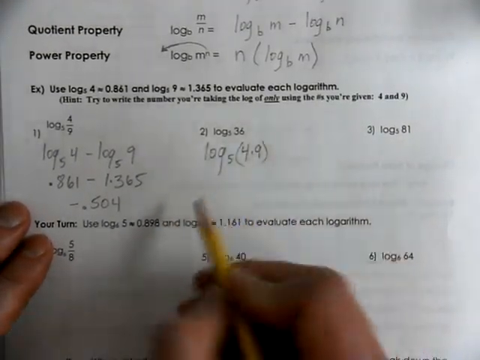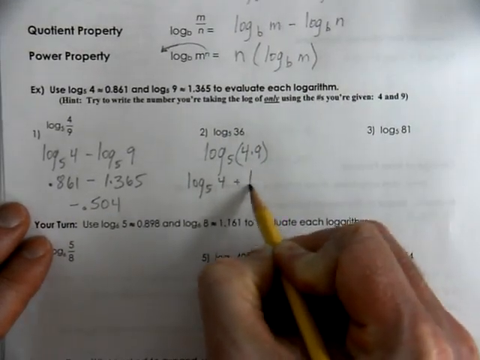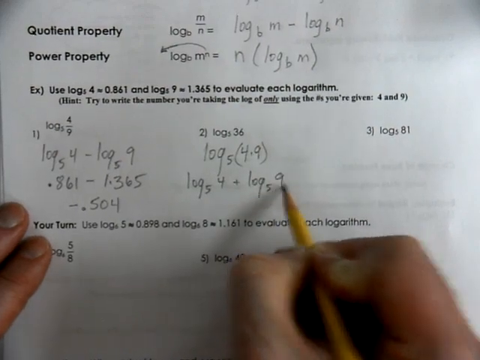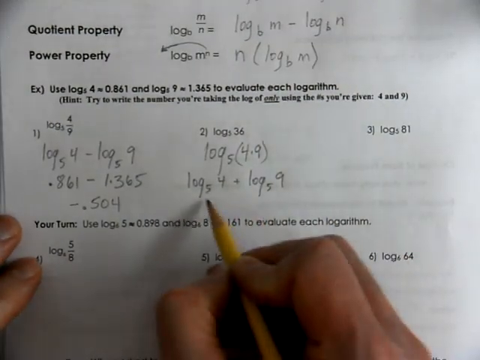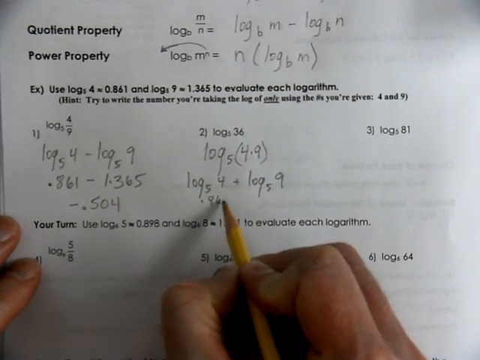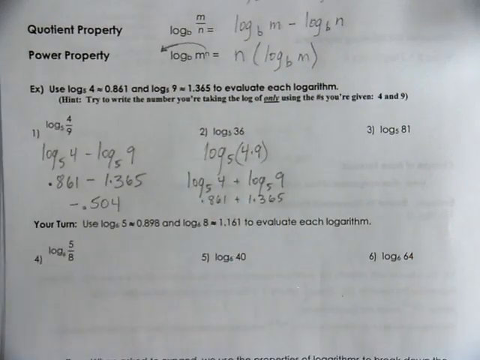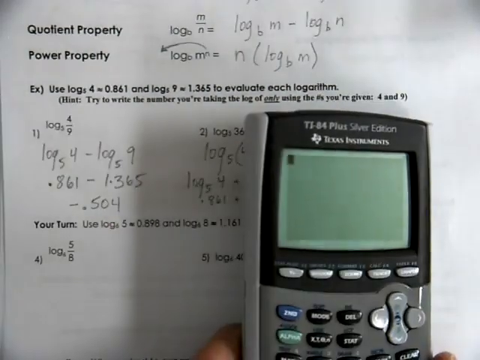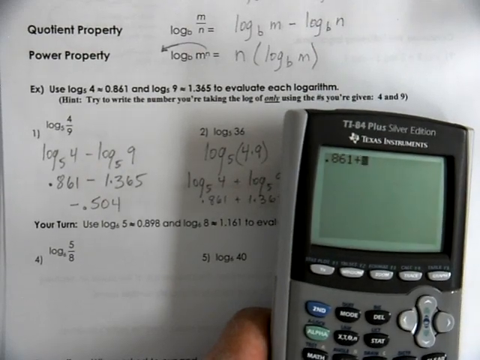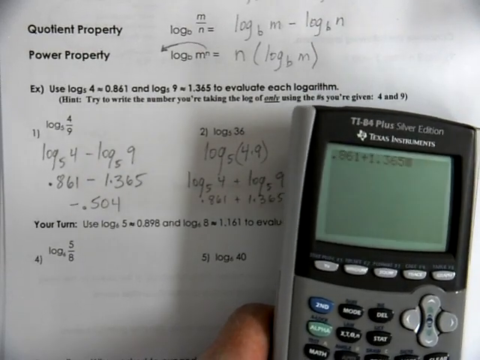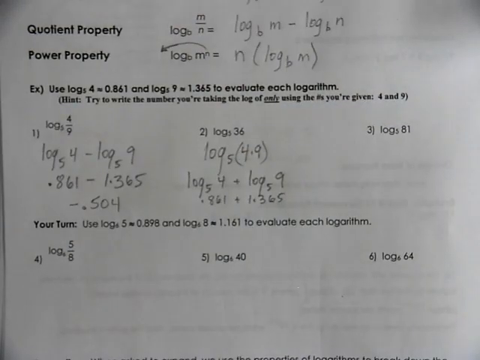So because these are multiplied, we can break it apart into log base 5 of 4 plus log base 5 of 9. So this is 0.861 plus 1.365. Adding 0.861 and 1.365, we get 2.226.